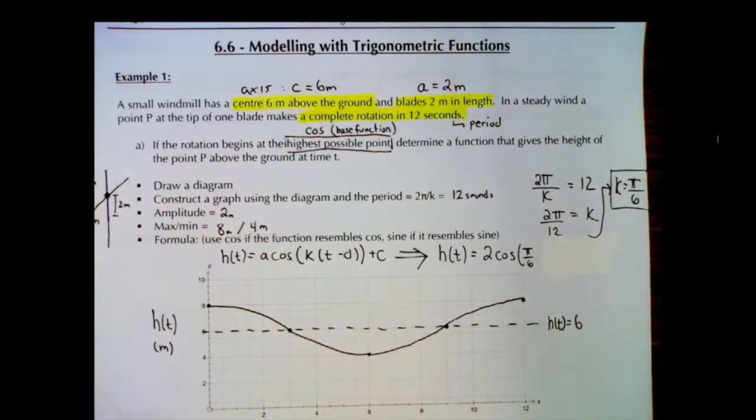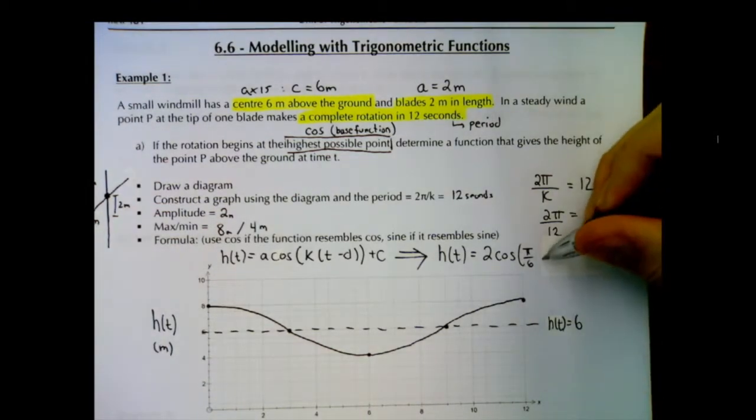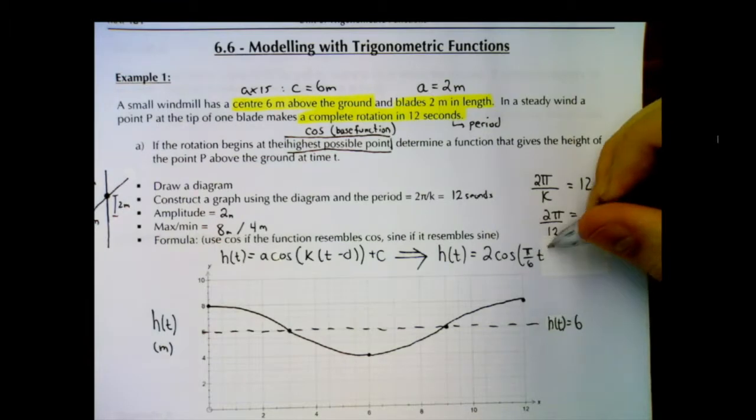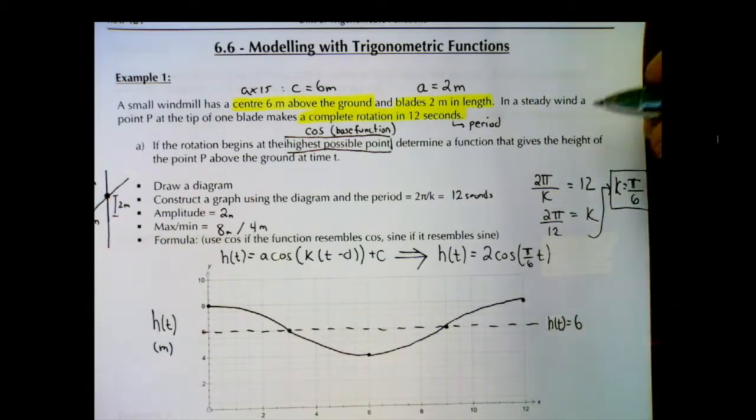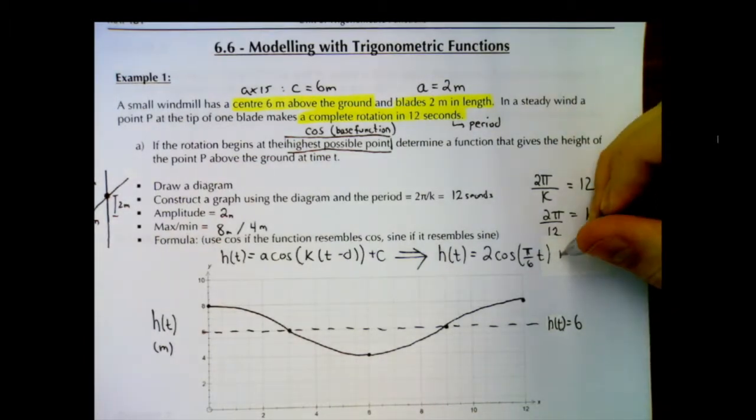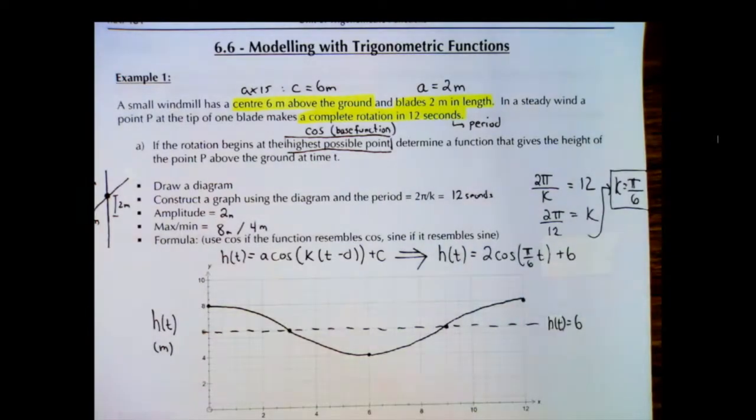Do we have a d? Our horizontal shift in this case, since we're starting at a max and cos starts at a max, we haven't shifted away from that, so we don't have a d. So this is just pi over 6 times t. C is your axis. Our axis was 6, plus 6. And there's our function.